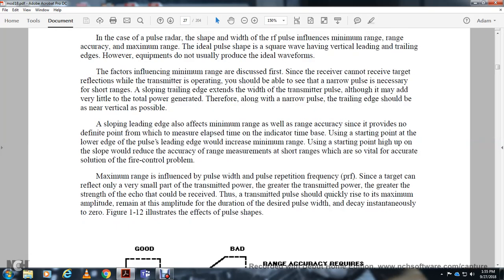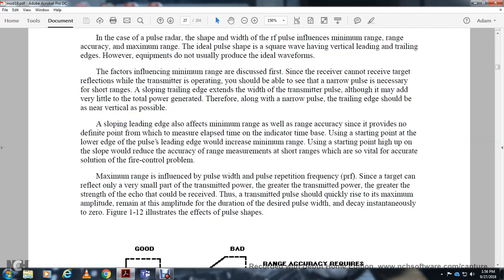The sloping edge also affects the minimum range as well as the range accuracy, since it provides no definite point from which to measure the elapsed time on the indicator time base. A sloping leading edge will increase the minimum range, and the slope makes range measurement less accurate. Accuracy of range measurement at short ranges is vital for the accurate solution of the fire control problem.